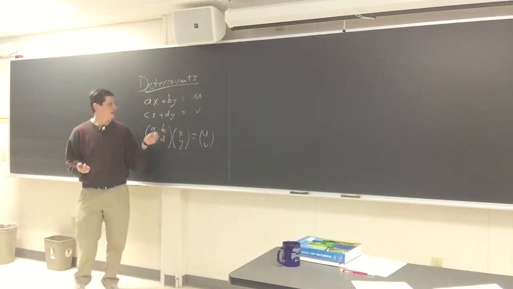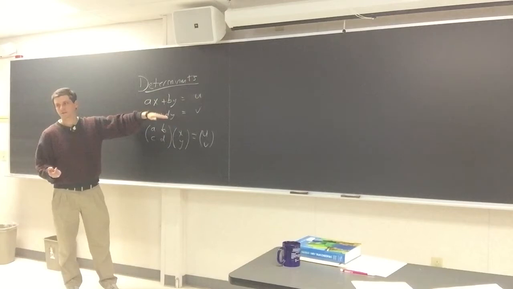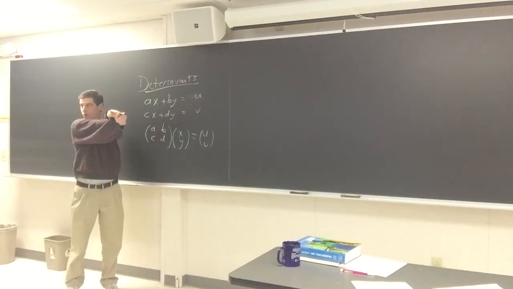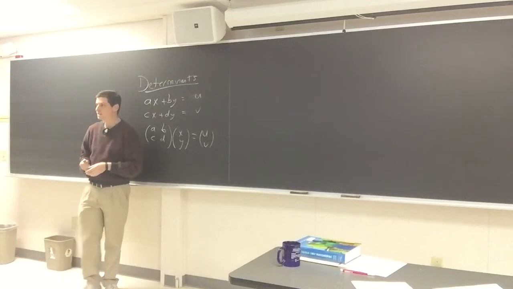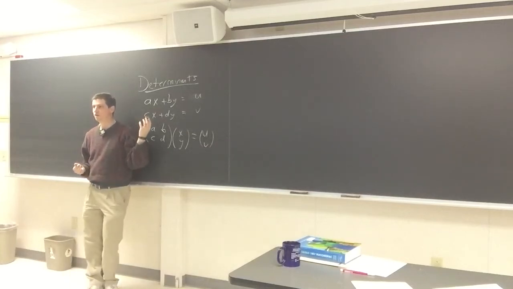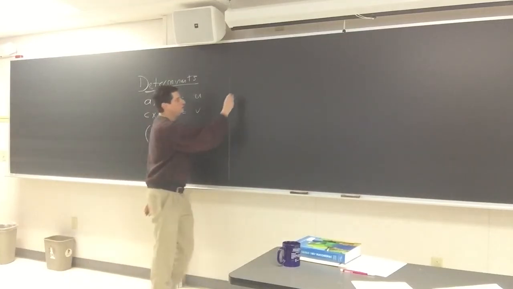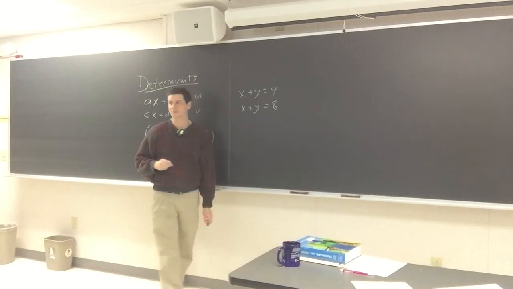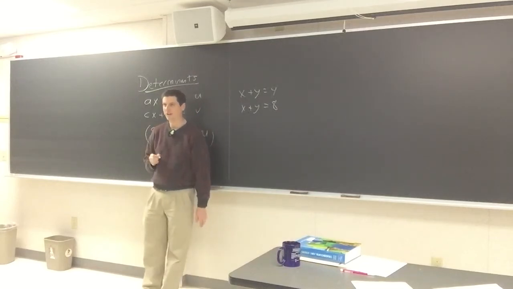So if you think about this, if these two lines are parallel, then they're either identical, lying one on top of the other, or they're separated. If they're separated, you can't simultaneously solve them. So for instance, if I'm trying to solve x plus y equals 4, and x plus y equals 8, good luck. Not going to happen.